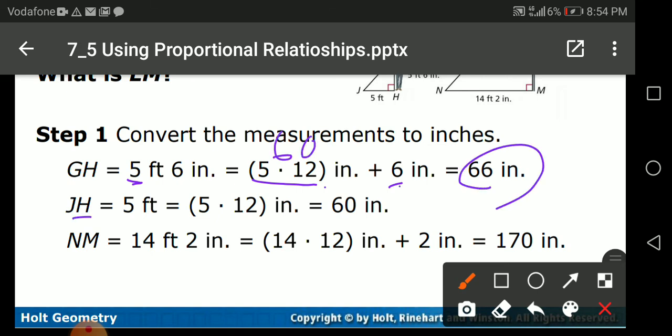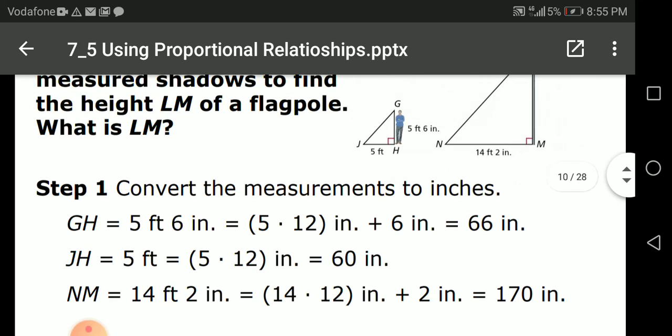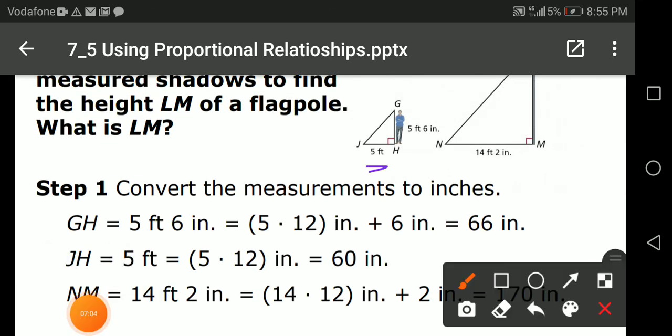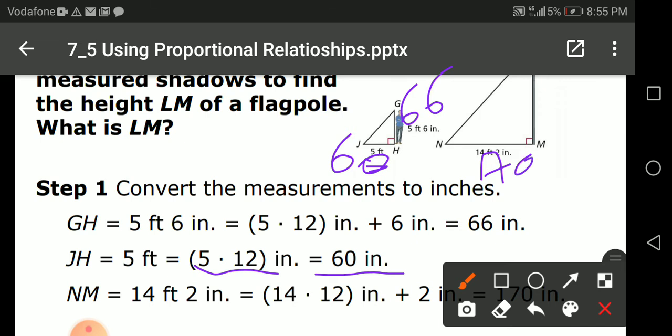For JH, where is JH here? Let's see together. Okay, 5 feet, so it will be 60 inches. So you have here 60, and we have here 66. Okay, we have here 14 feet 2 inches. 14 multiplied by 12, then plus 2, will give you 170.